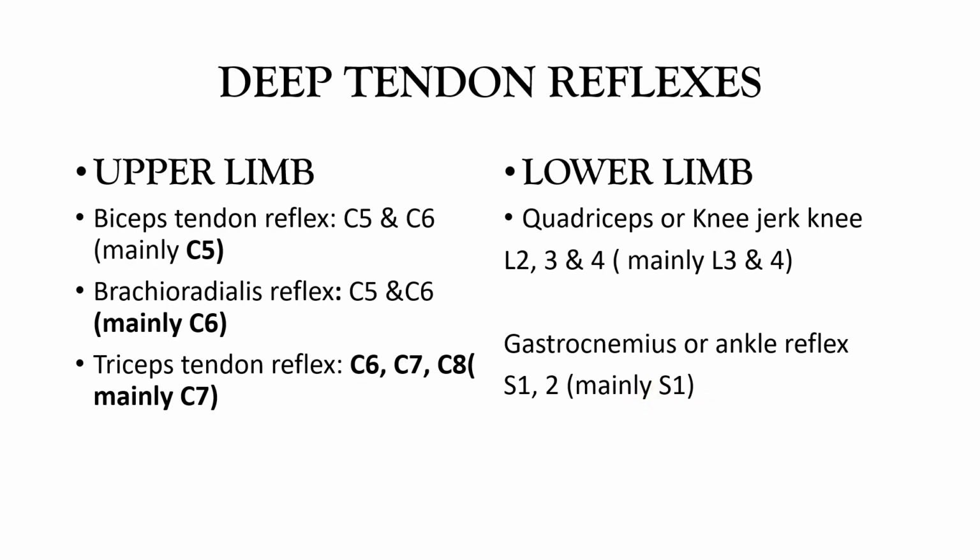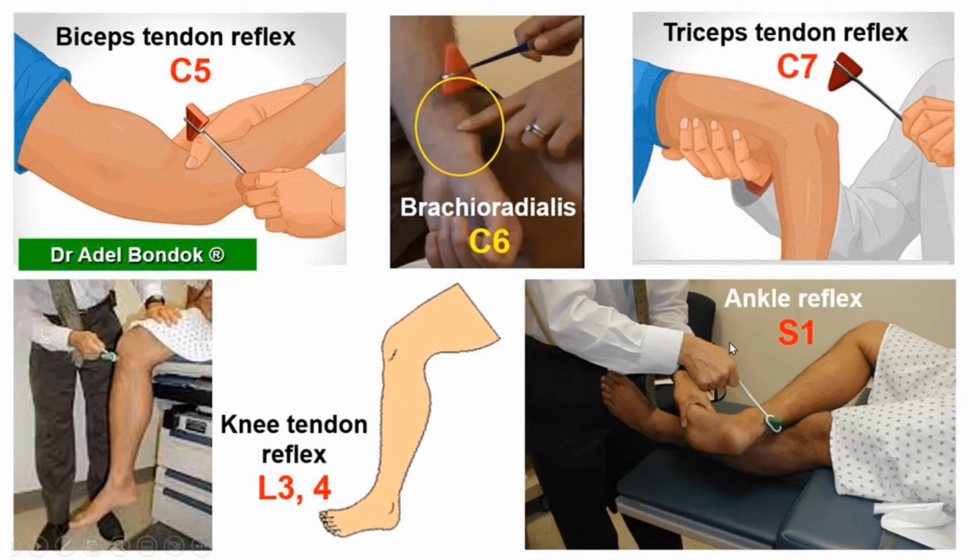So this is a summary of all the deep tendon reflexes. C5 nerve root is for biceps tendon reflex. Then we have C6 for brachioradialis. Then we have the triceps tendon reflex by C7 nerve roots. Okay. Then for the knee tendon reflex, we have L3, L4. Ankle reflex, we have S1.